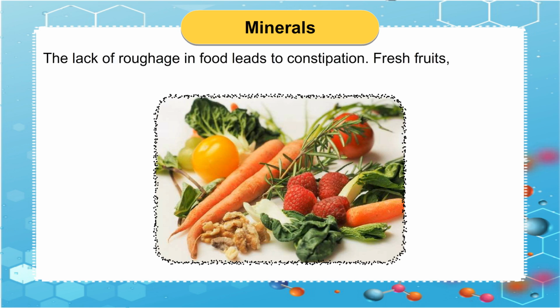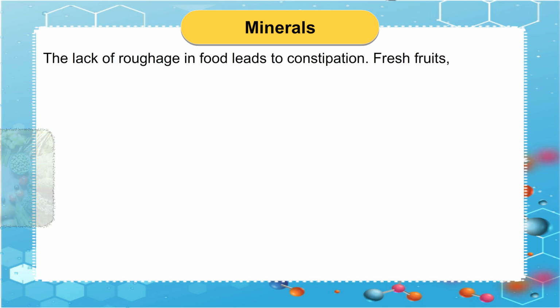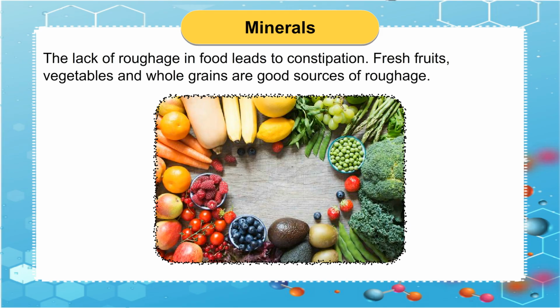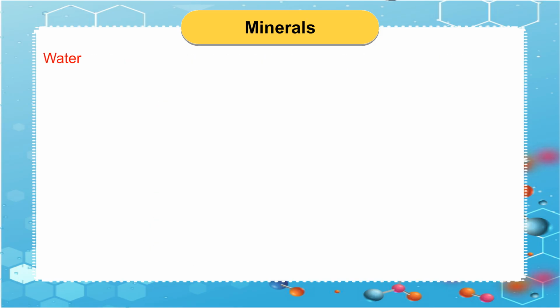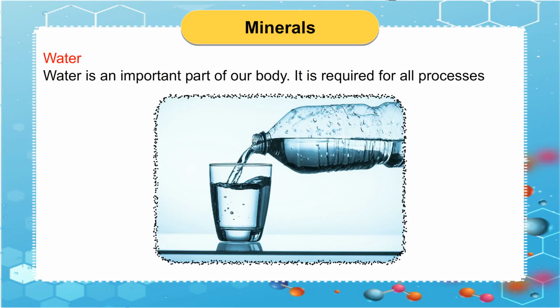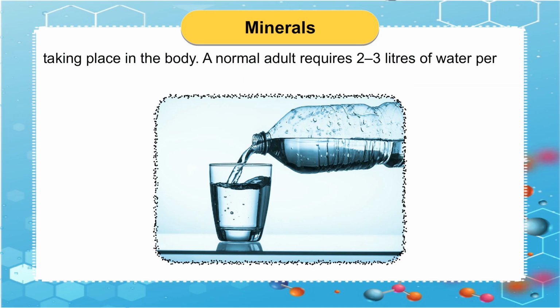The lack of roughage in food leads to constipation. Fresh fruits, vegetables and whole grains are good sources of roughage. That is why it is good to include a salad serving along with the meal. Water. Water is an important part of our body. It is required for all processes taking place in the body.